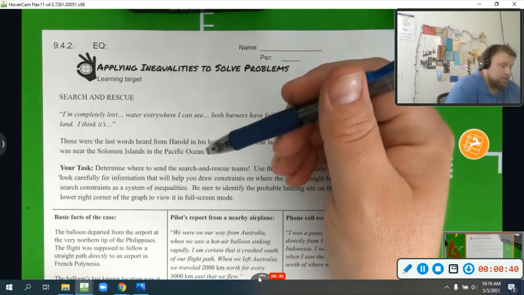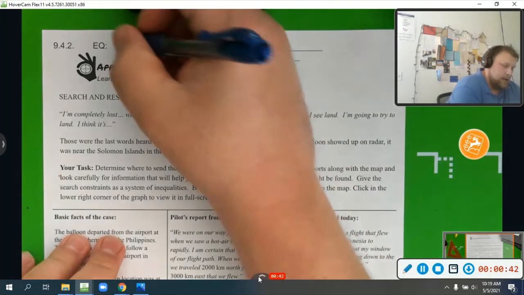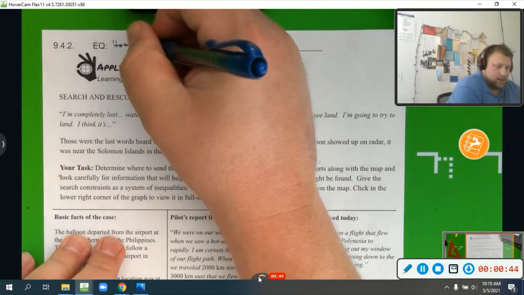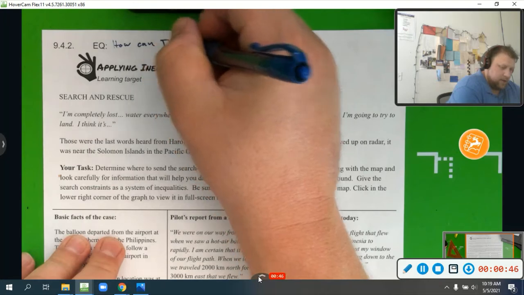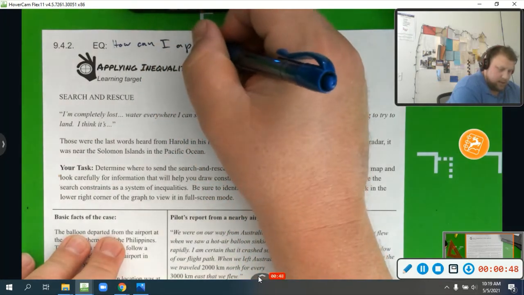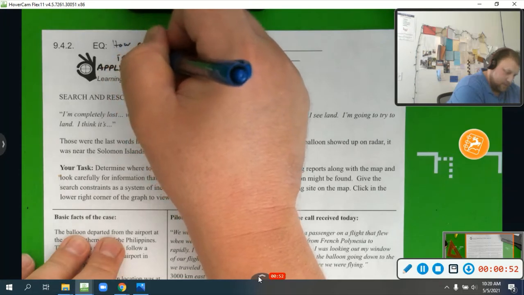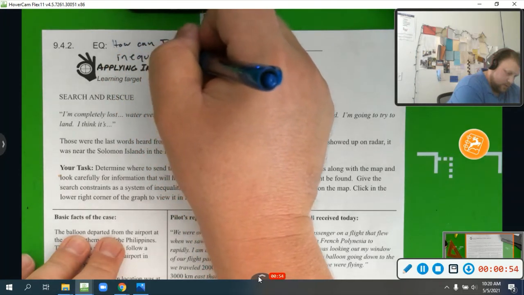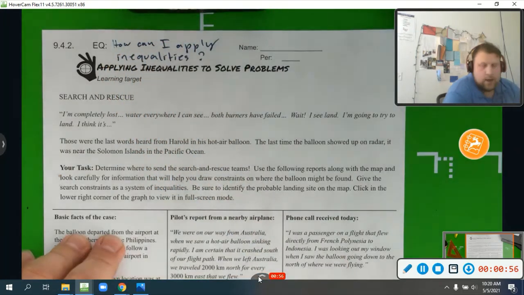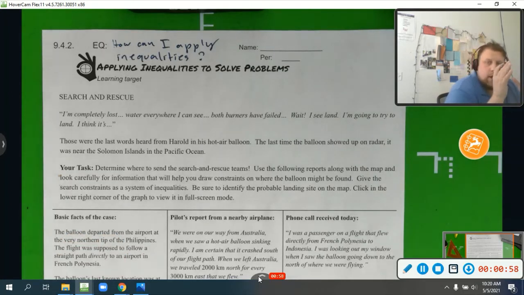All right. So our EQ today is, how can I apply inequalities? Okay. So we've been doing a lot with linear and quadratic equations with inequalities, and we've been finding out solution regions. But now what I really want to get into is, how is this even useful?